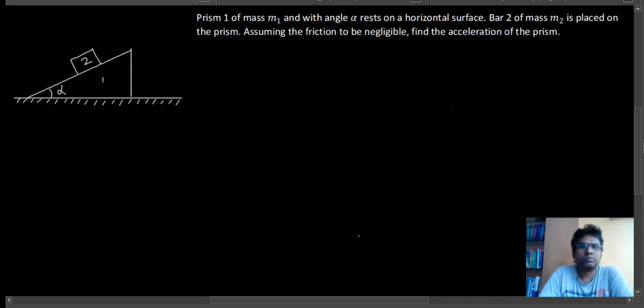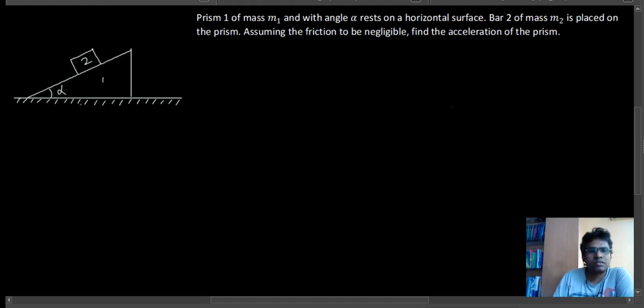In this problem, a prism of mass m1 rests on a horizontal surface. A bar of mass m2 is placed on the inclined surface of the prism. The inclined surface makes an angle alpha with the horizontal. We are asked to find the acceleration of the prism.